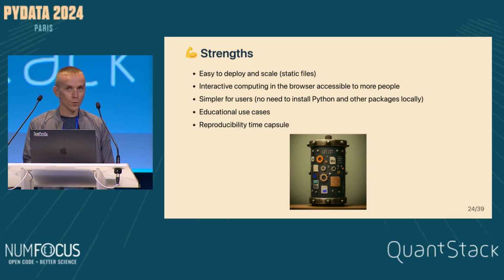So small wrap-up on the strength of JupyterLite. It's very easy to deploy and scale because it's just static files in the end. That makes it a good tool for interactive computing in a browser and make it accessible to many, many people. It's a bit simpler for users because they don't have to open a terminal to install Python or go to a website to download Python. So we see that in educational use cases, it's used more and more nowadays. And because you can have all of this self-contained into some kind of archive on disk, you can also see it as a reproducibility time capsule that will resist the test of time.